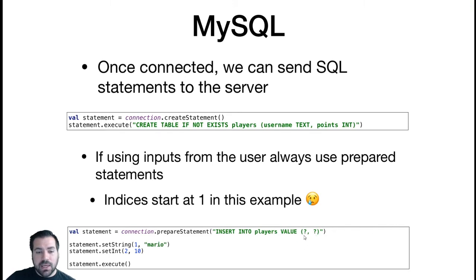These question marks are placeholders for two values that we're going to insert. The first question mark is the username, the second is points in this case. Then we're going to replace those question marks with the specific values that we want to enter. Each language has slightly different ways of doing this.